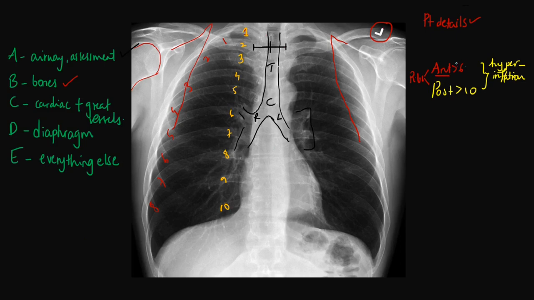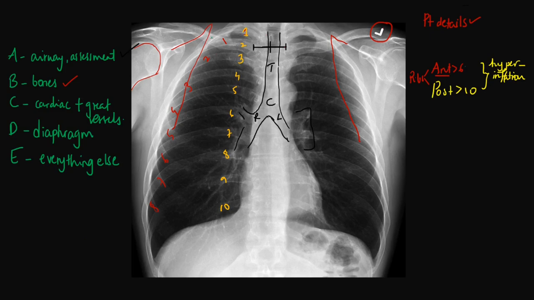And the rule is if you have more than 6 ribs counted anteriorly and more than 10 ribs posteriorly above the level of the diaphragm here, then you know that this is hyperinflation. Although it's borderline with the posterior ribs, the anterior ribs are sufficient to confirm that this lung is hyperinflated. Okay.